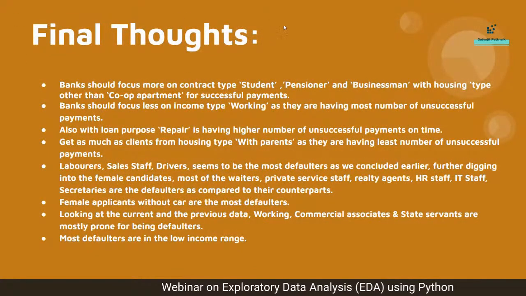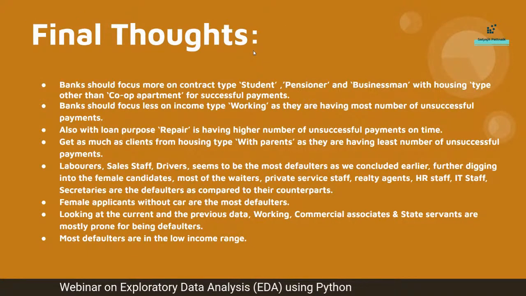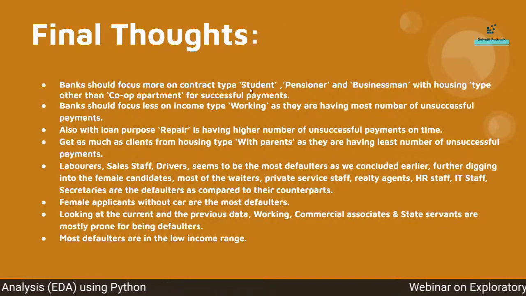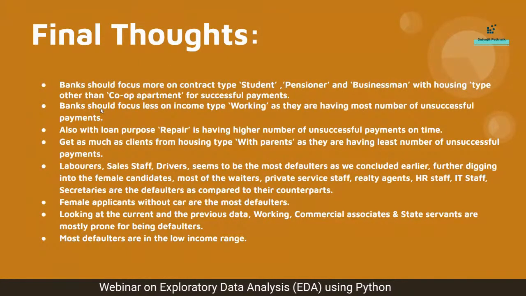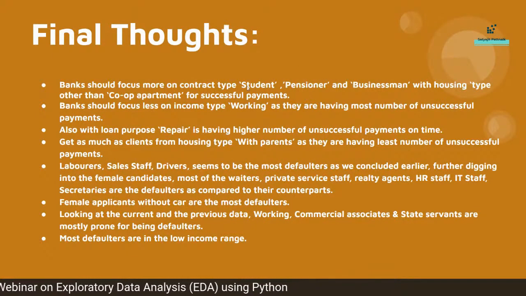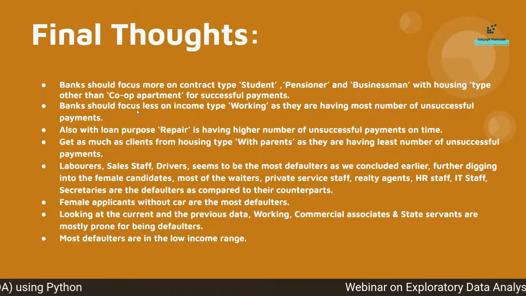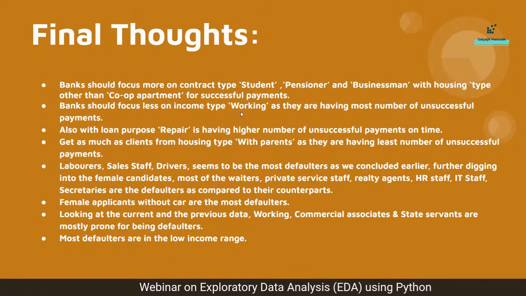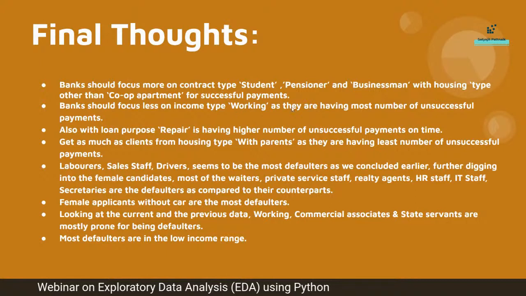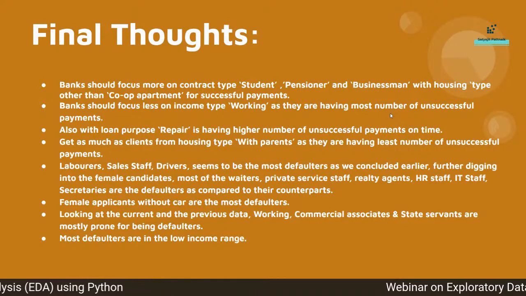So these are our final thoughts from the entire EDA which we have done. Banks should focus more on contract type student, pensioner, and businessman with housing type other than co-op apartment for successful payments. So these are the target areas who are not paying. So the bank should focus more on these target areas. The bank should focus less on income type working, because if they're working, they're more likely to pay, right? As they have the most number of unsuccessful payments. Okay. Unsuccessful or successful?